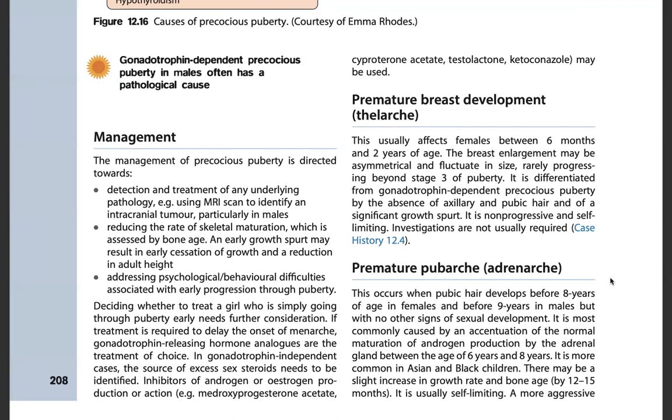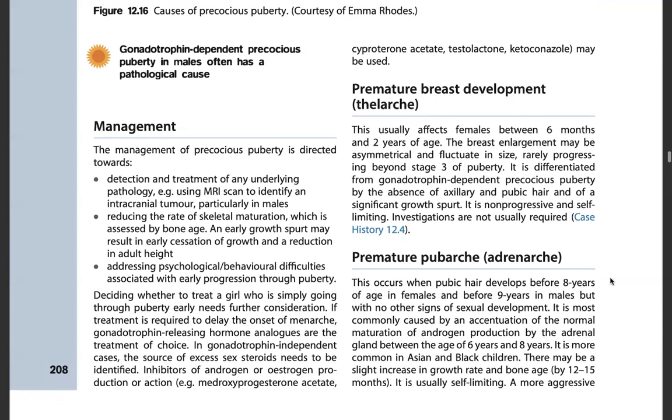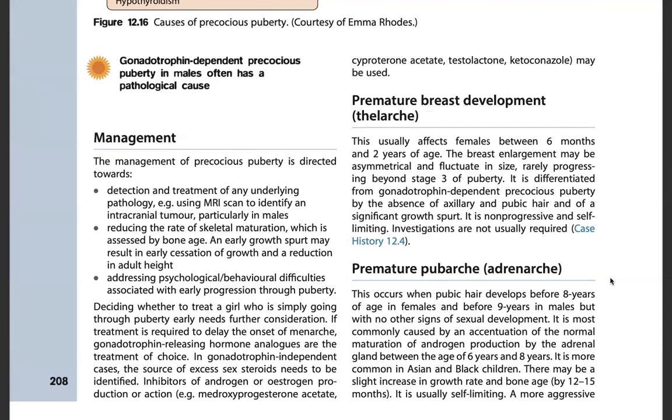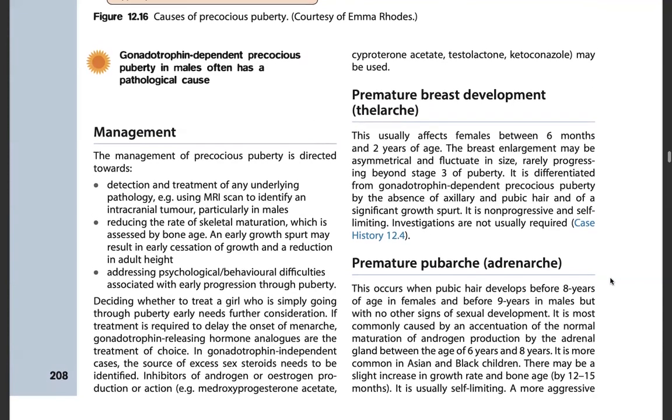If treatment is required to delay the onset of menarche, gonadotrophin-releasing hormone analogs are the treatment of choice. In gonadotrophin-independent cases, the source of excess sex steroids needs to be identified. Inhibitors of androgen or estrogen production or action, for example medroxyprogesterone acetate, cyproterone acetate, testolactone, and ketoconazole may be used. Premature breast enlargement, thelarche, usually affects females between 6 months and 2 years of age.